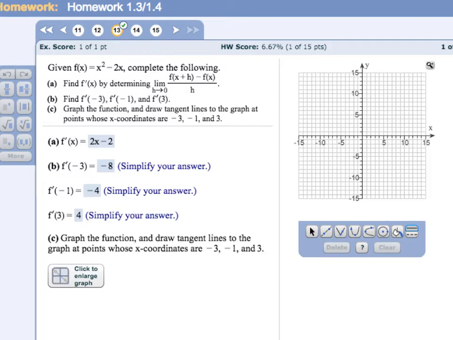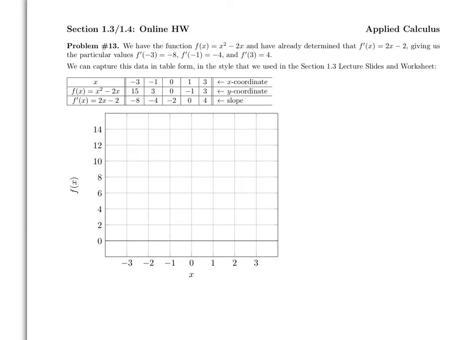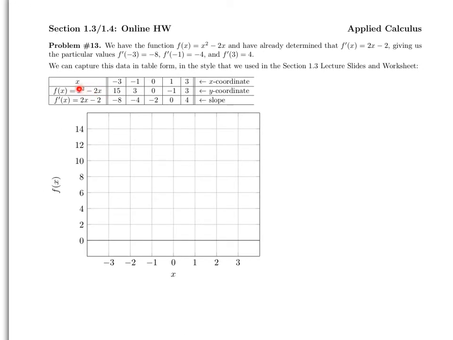So I'm going to assume that we already have the answers to this question, where we know that the derivative formula is 2x minus 2, and we put negative 3, negative 1, and 3 into that formula to get slopes of negative 8, negative 4, and 4. I'm going to switch to a different slide so that you can see it a little closer. This is similar to a table that we created in class based on the last lecture notes in the worksheet. So here's our function: f of x is x squared minus 2x. The derivative function is 2x minus 2.